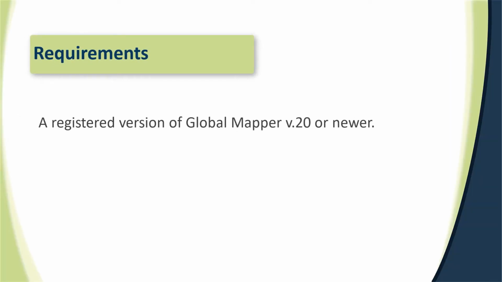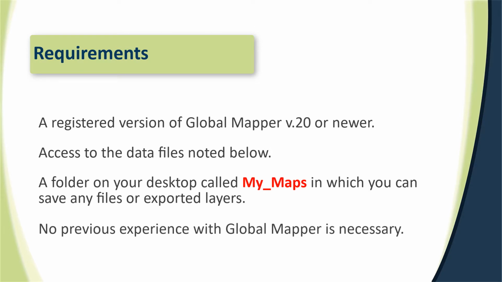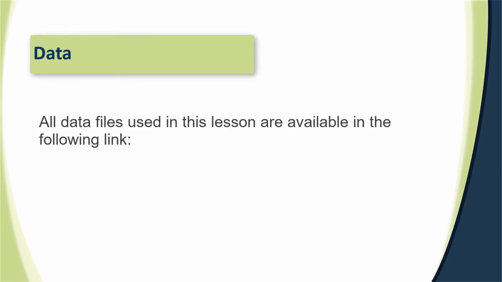Requirements: a registered version of Global Mapper version 20 or newer. Access to the data files noted below. A folder on your desktop called My Maps in which you can save any files or exported layers. No previous experience with Global Mapper is necessary. Data. All data files used in this lesson are available in the following link.